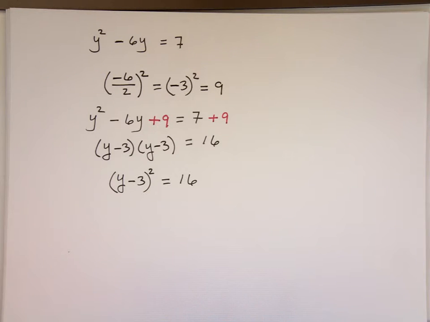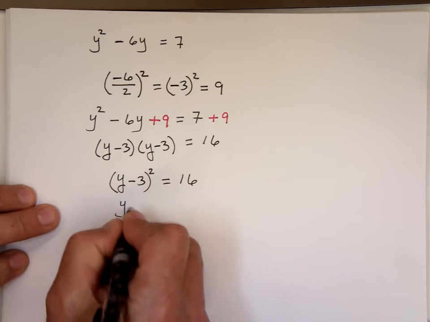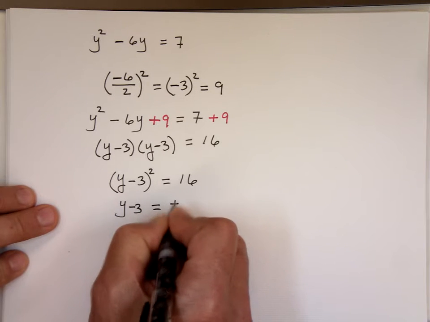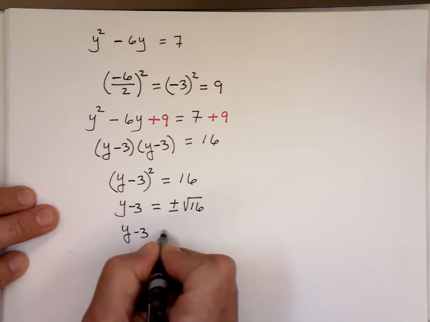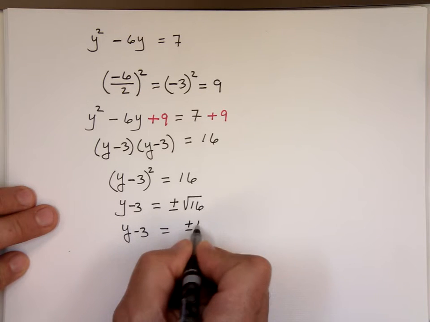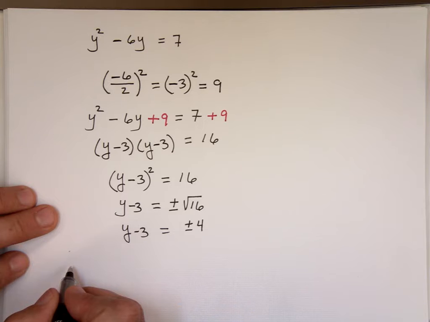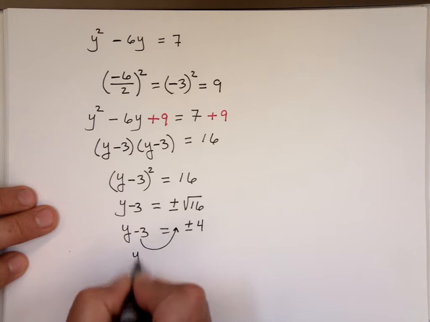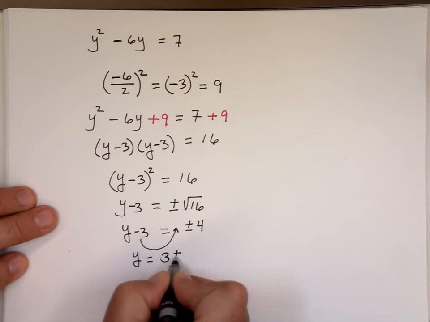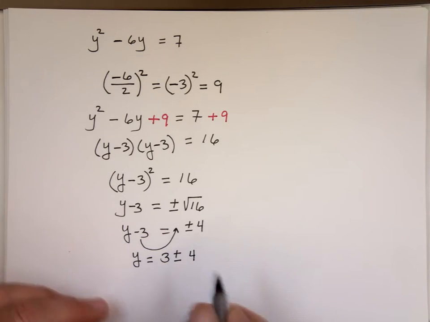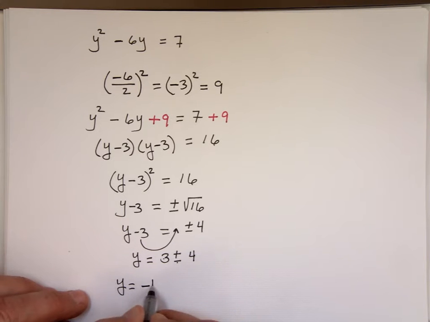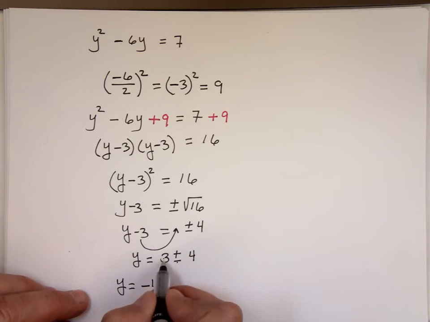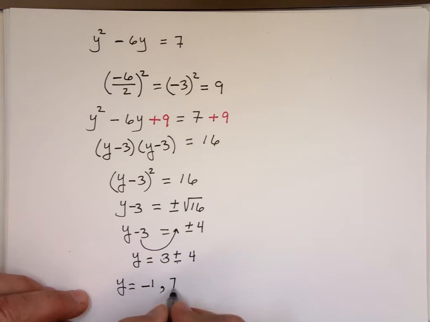Now let's use the square root method. Y minus 3 without the square equals plus or minus the square root of 16. What is the square root of 16? That's 4. Take the minus 3 there. That becomes 3 plus or minus 4. So one solution is going to be what? What is 3 minus the 4? 3 minus 4 is negative 1. The other one, 3 plus 4, which is 7.